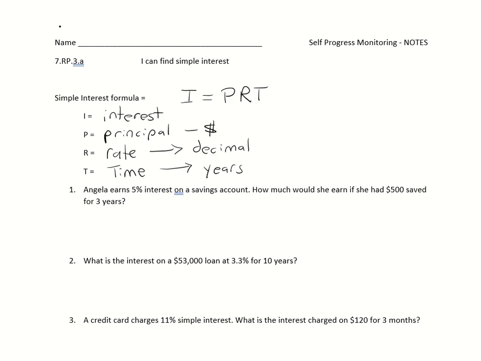Angela earns 5% interest on a savings account. How much would she earn if she had $500 saved for 3 years? So that interest is the principal, how much she's investing, which is 500, times the rate as a decimal, so 5% would be 0.05, times the time in years, which is 3 years. So then I just head over to my calculator and I put in 500 times 0.05 times 3. And I get that interest is $75. So that is how much she is earning on that investment.